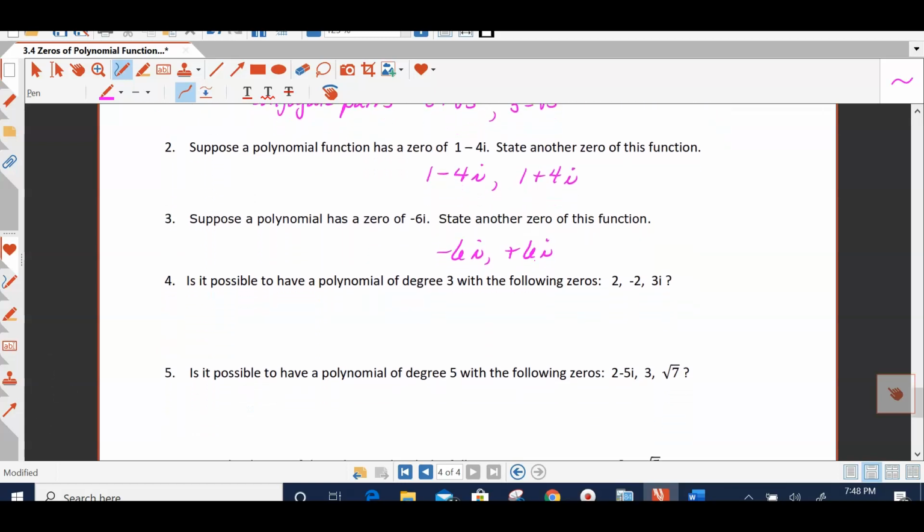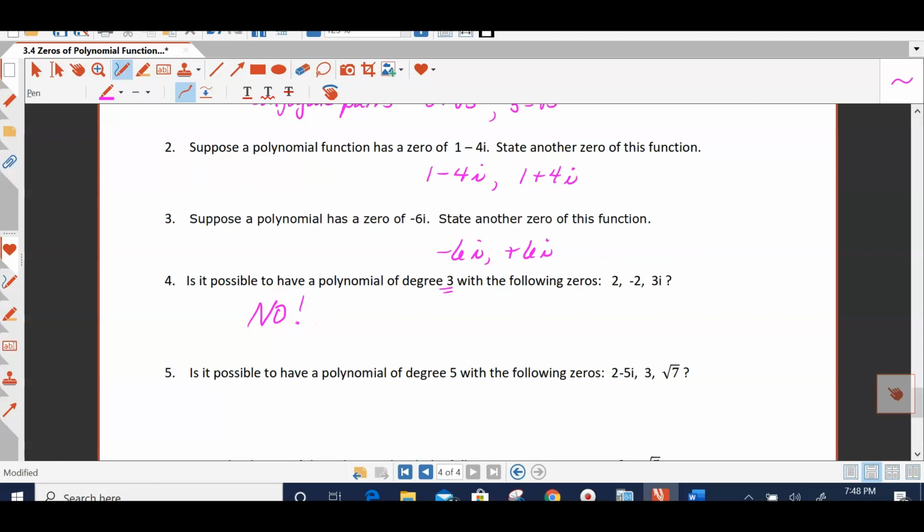Now let's think about this one. Is it possible to have a polynomial of degree 3? And remember, the degree tells you how many zeros. So is it possible to have a polynomial with 3 zeros given this list of zeros? 2, negative 2, and 3i. Yes or no? It's going to be a big no.